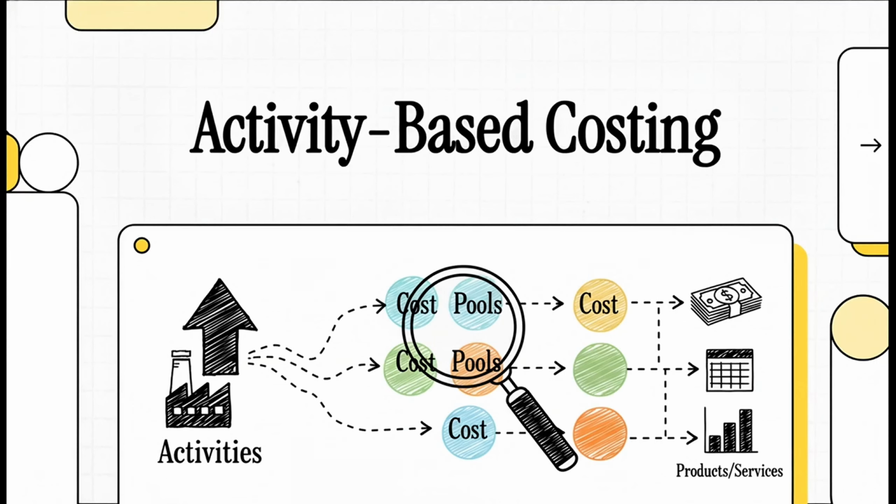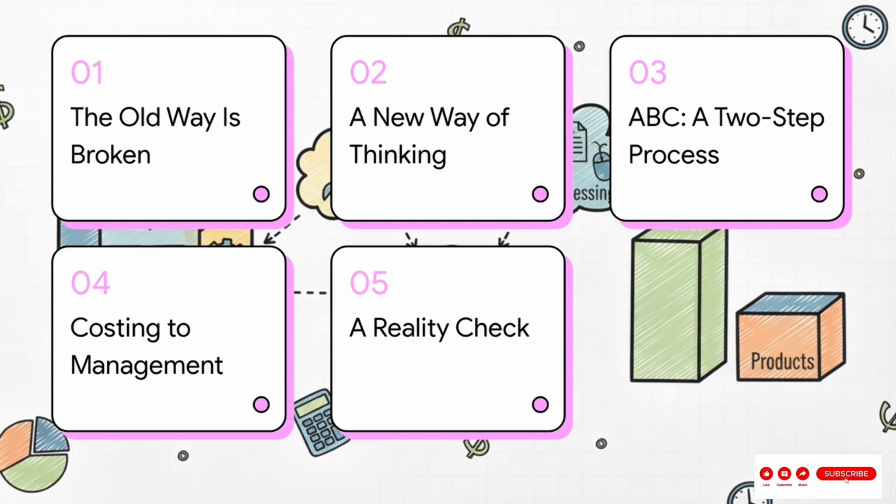Let's talk about something that businesses get wrong all the time: understanding where their money really goes. We're going to dive into a method called activity-based costing, or ABC for short. And trust me, it's designed to shine a light on those sneaky, hidden costs that can absolutely wreck major business decisions. So here's what we've got lined up.